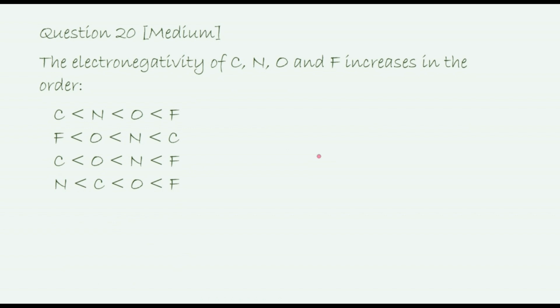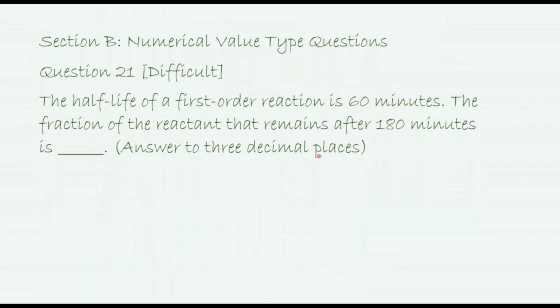Electronegativity of carbon, nitrogen, oxygen and fluorine increases in the order. So we know that electronegativity increases if we move left to right in a period and decreases down the group. So in the second period, the order follows. Fluorine is the most electronegative, so obviously this is not an answer. And then comes oxygen, so this will not become our answer. Then comes nitrogen and then carbon. So option A is the right answer.